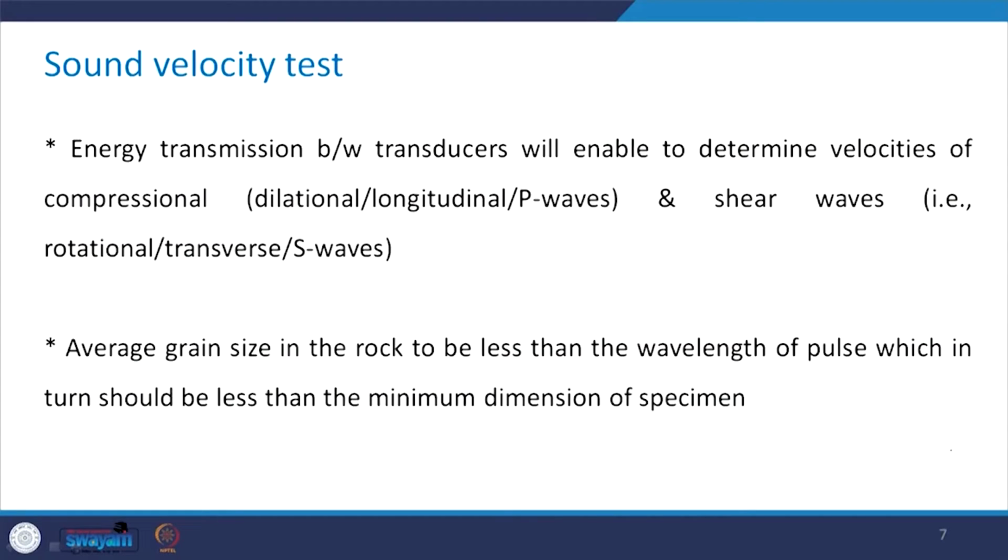Another requirement is that the average grain size in the rock should be less than the wavelength of the pulse. That is the first thing, plus this wavelength of the pulse should be less than the minimum dimension of the specimen.